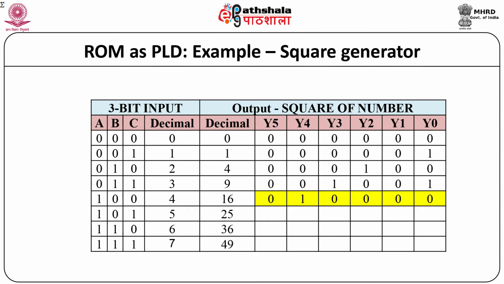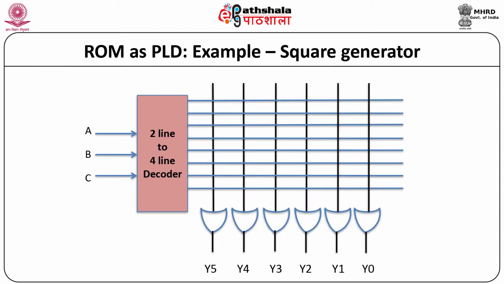Square of 4 is represented as 0, 1, 0, 0, 0, 0. Square of 5 is represented as 0, 1, 1, 0, 0, 1. Square of 6 is represented as 1, 0, 0, 1, 0, 0. Square of 7 is represented as 1, 1, 0, 0, 0, 1. For implementation of the square generator, the desired ROM requires a capacity of 8 by 6 bits.